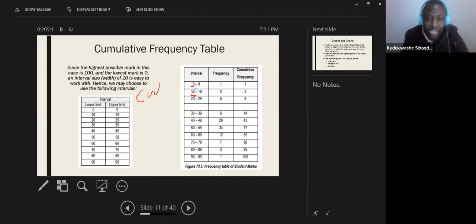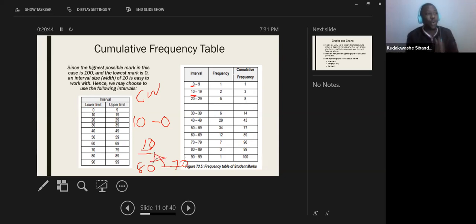So in this case, let's take these two class limits. You say 10 minus 0, you get 10. So 10 is the class width. Let's take another class here, 80 and 70. So 80 minus 70, you still get 10. So that's the first way for you to determine the class width: you subtract the lower class limits of two adjacent classes.